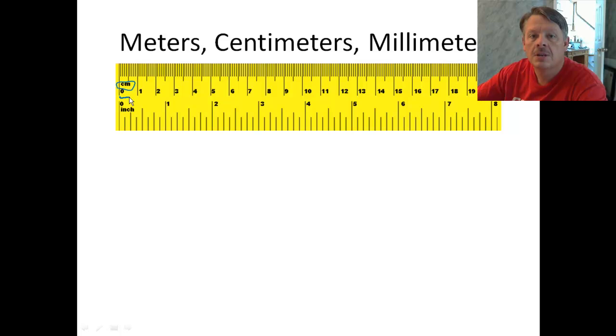And a centimeter goes from here to here. Well, compare that to an inch. Clearly, a centimeter is less than an inch. In fact, there are about 2.5 centimeters, not exactly, but about 2.5 centimeters in 1 inch. A centimeter is about as wide as your little fingernail, just to give you a sense.